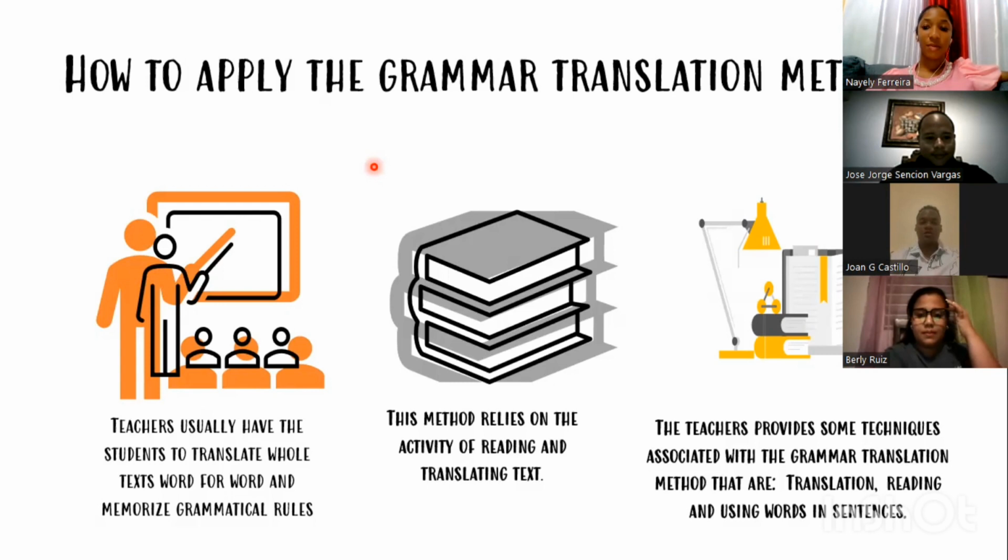The second one is reading comprehension, and that is very important because the student needs to answer some questions about the information in the text they are learning. The third one is using words to make sentences. The students are going to make sentences to describe the words they have just learned.